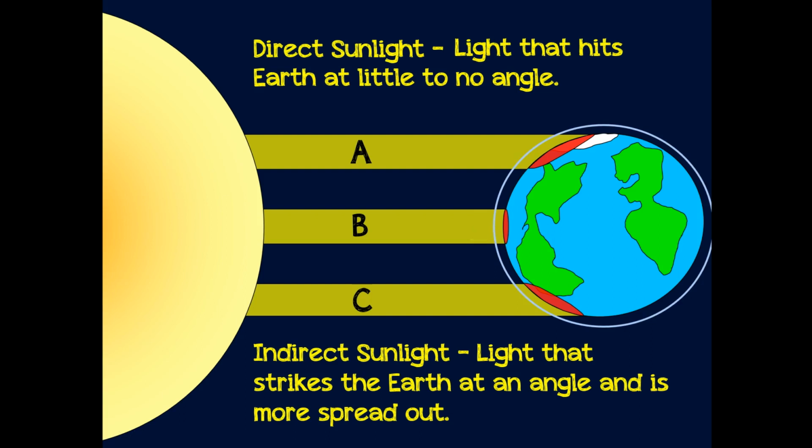In addition, if we look at light B, this ray only passes through a short amount of atmosphere because it passes straight through. At A, because of the angle, it passes through a significant amount of atmosphere before it reaches the Earth. We learned previously that the atmosphere absorbs radiation or energy from the sun. So the more atmosphere that the light passes through, the more energy is absorbed and the less that reaches the surface.